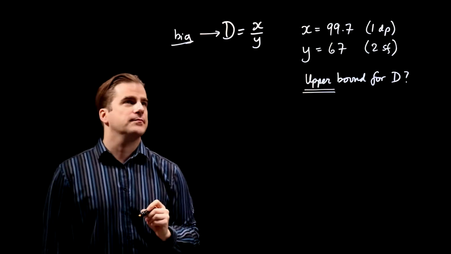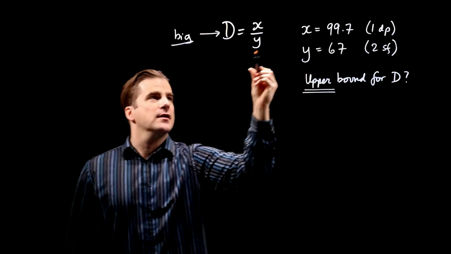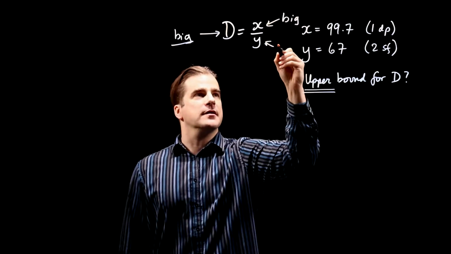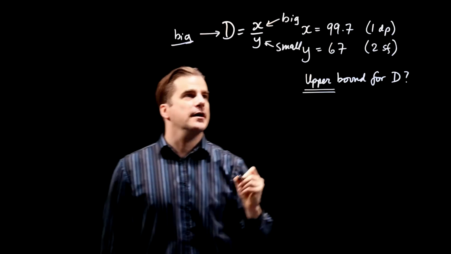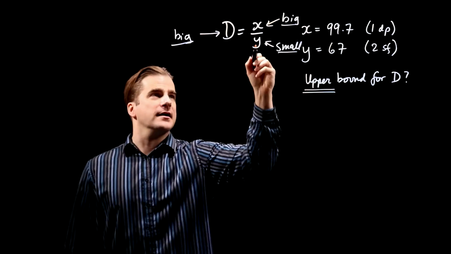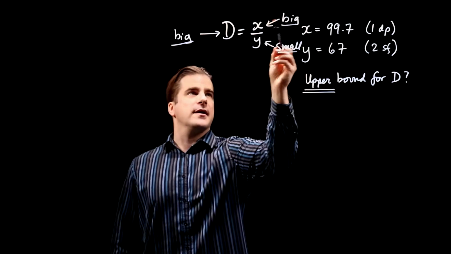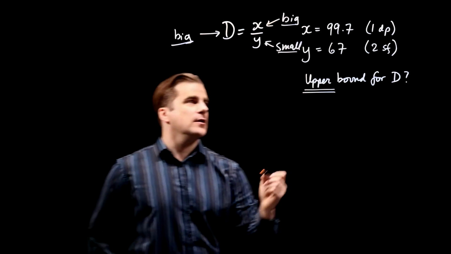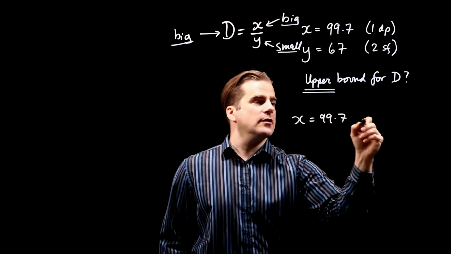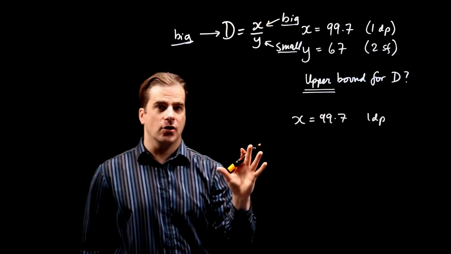Because it's upper bound. Now when D is something divided by something else, to make that as big as possible, the thing on the top has to be as big as possible, and the thing on the bottom has to be as small as possible, okay? Because when you divide by something, the smaller the thing is that you divide by, the bigger it makes the whole thing. Okay, so we have to make x as big as possible. Right, x is 99.7 to 1 dp. So what's the biggest possible value that could be?